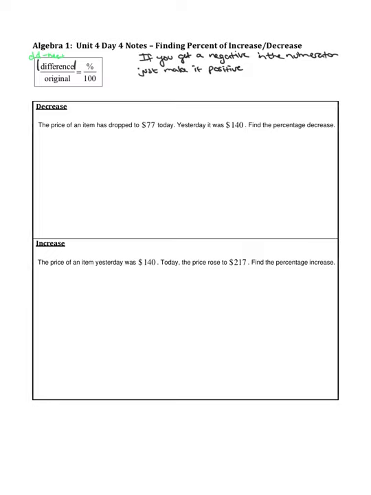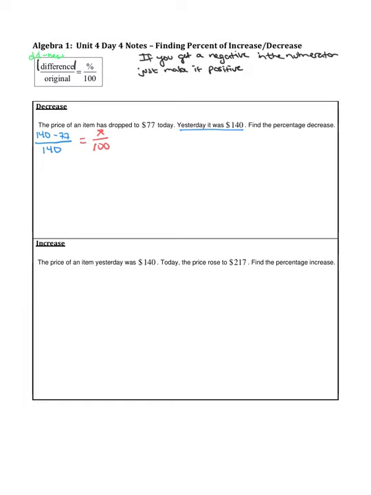So let's jump into this and let's set it up. Percent over 100 does not change, so I'm just going to do that. We'll do x over 100 because we don't know what the percentage is. Let's do the difference, which is 140 minus 77 over the original price. Yesterday it was 140, so that's the original price. You're going to have to really be careful with the words, all right? If you don't read the words carefully, you're going to miss some key clues.